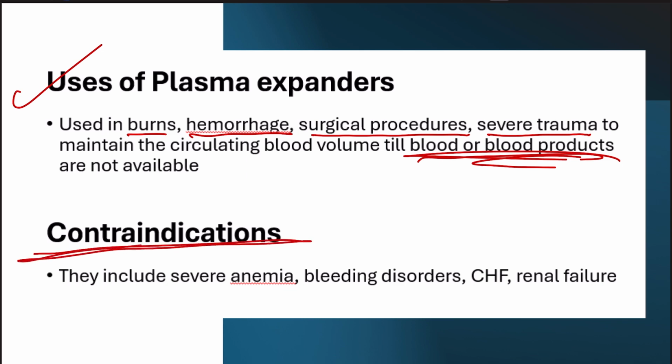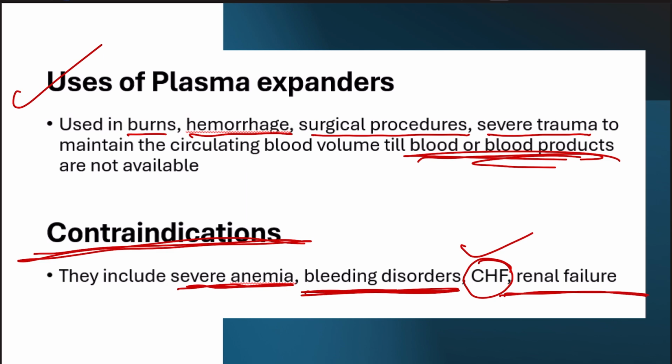Coming to the contraindications of using plasma expanders, it can be severe anemia. Because already there is a decrease in the hemoglobin count, and if we are doing the plasma expansion, it can lead to relative anemia, that is a relative decrease in the hemoglobin count. So that's why we are not going to use the plasma expanders in case of severe anemia. Then also in case of bleeding disorders, in case of congestive heart failure, because already the heart is in a failure state, and if we increase the intravascular volume, then it will even further worsen the congestive heart failure. Also, it is not going to be used in case the patients are having renal failure.